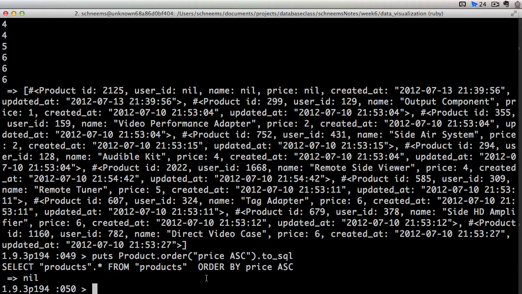We're going to be using order quite a bit, especially when we talk about limit and offset, as well as even some grouping.